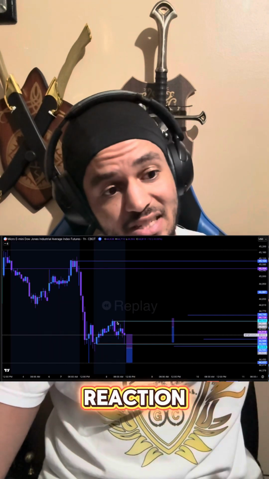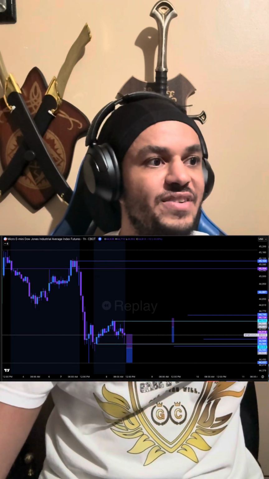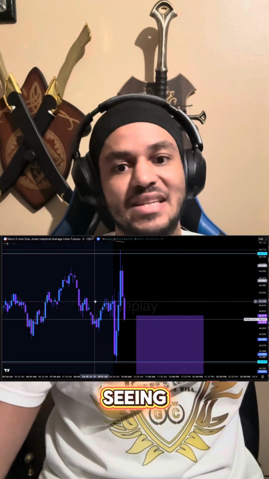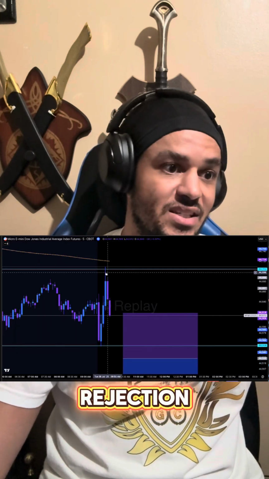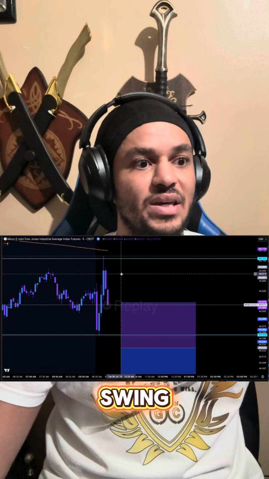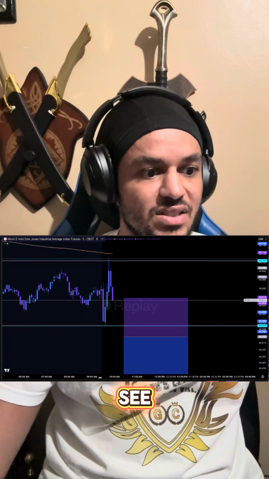We want to see a reaction at the 1 hour swing at the top or a reaction at the 1 hour swing at the bottom. So let's zoom into the 5-minute chart so we can see exactly what I was seeing in real time. Firstly, we already see a rejection at the top 1 hour swing, which is going to be used as resistance. So let's continue and see exactly what happens.